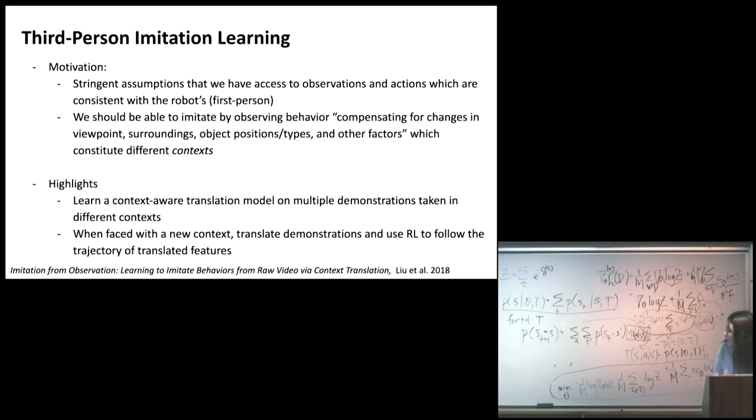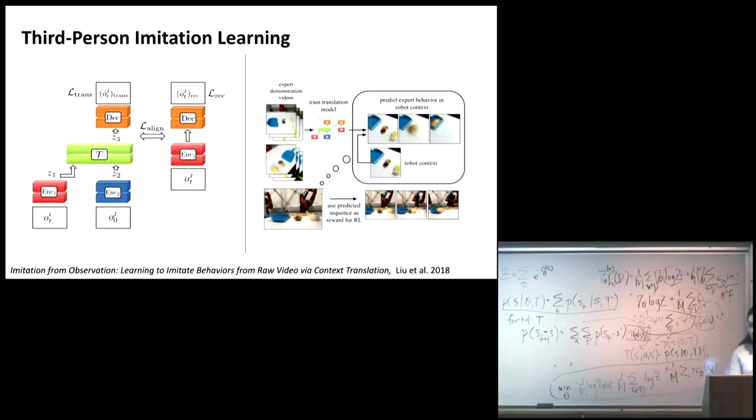In this paper, they learn a context-aware translation model using multiple demonstrations of the same task. Then when faced with a new context, they translate the demonstrations and follow the trajectory. So this means that we don't necessarily need the robot itself to be guided through in the first person in order to imitate. On the left is a figure from the paper that shows their context-aware translation model.